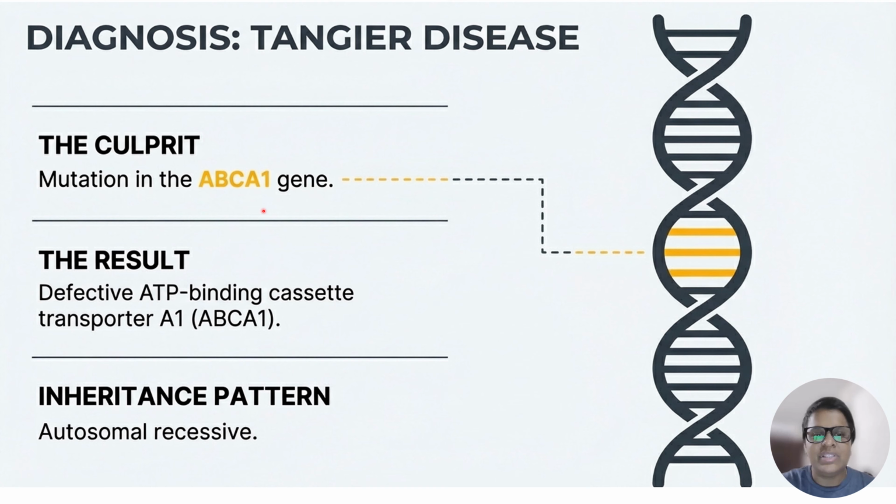What is this ABCA1 gene? It is an ATP binding cassette transporter A1. So there is a defect or mutation in the ABCA1 gene, and that gene codes for a transporter, this ABCA1, that also becomes defective. And the inheritance pattern is autosomal recessive, and that is why in our case scenario, we had a strong family history as well.